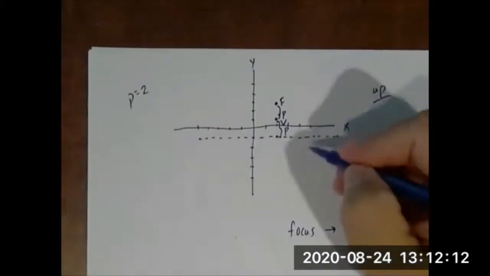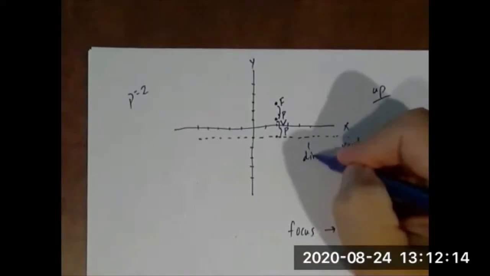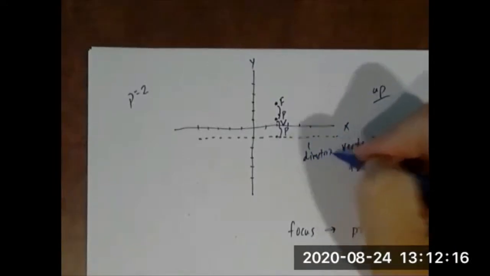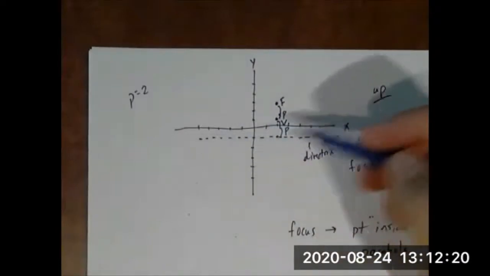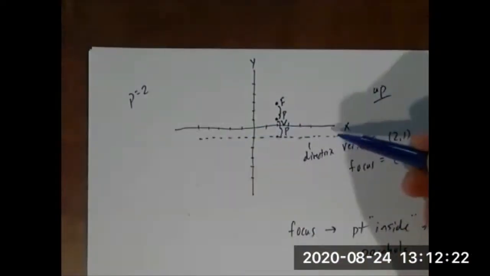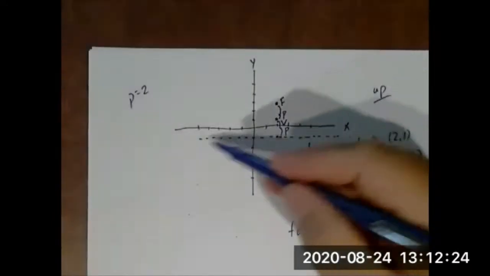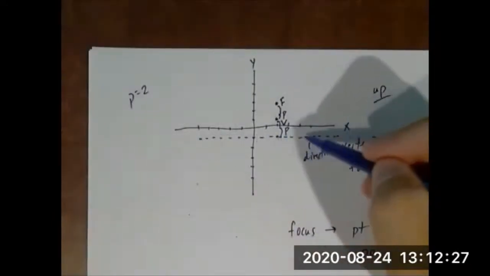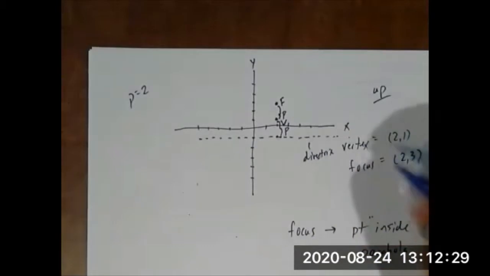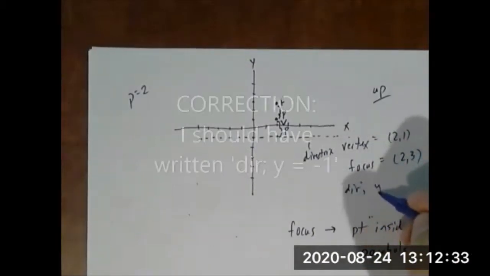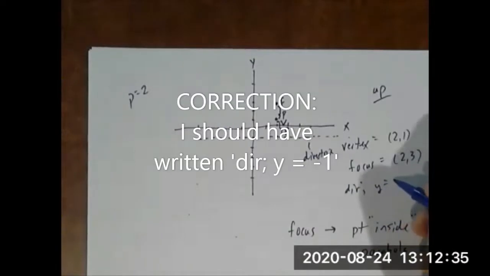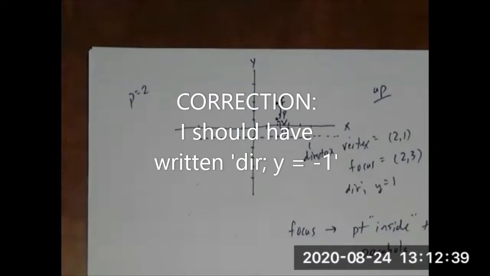And this line is what's called the directrix. Now, on a graph, if you have a horizontal line, the equation for that horizontal line is always whatever the value of y is. You can see this horizontal line goes through y is -1. So for the directrix, we say the directrix is the line with the equation y = -1.